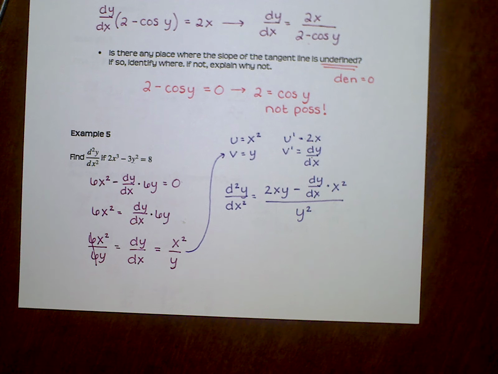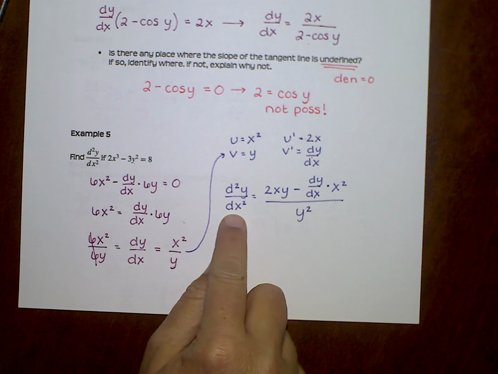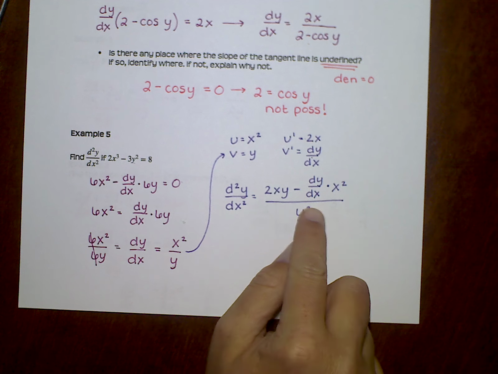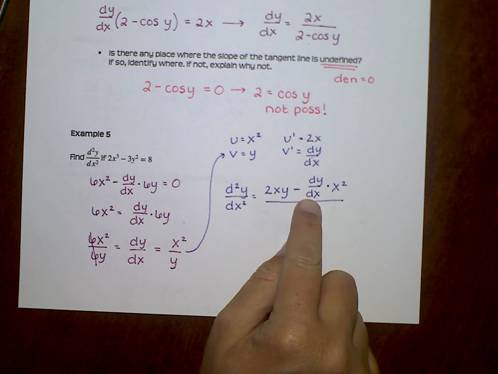Okay, normally this is where we would dive in and start trying to get dy dx by itself. But here's the thing. We're not trying to find dy dx. We're trying to find this. And that's what we have. Okay? But we can't just leave this dy dx in the middle of the problem. Like, what's the deal with that?